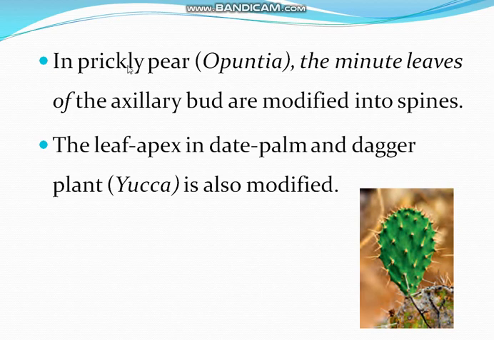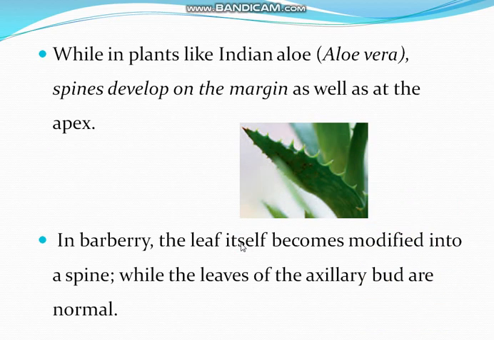In prickly pear, that means Opuntia, the minute leaves of axillary buds are modified into spines. The leaf apex in date palm and dagger plant, that is called yucca, is also modified. Here you can see the Opuntia plant modification. This is the Opuntia plant modification.